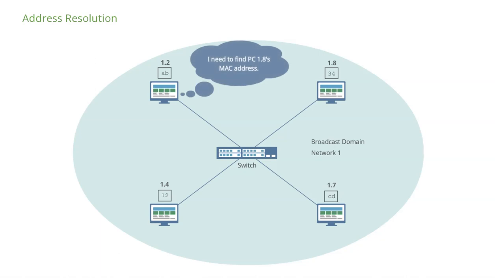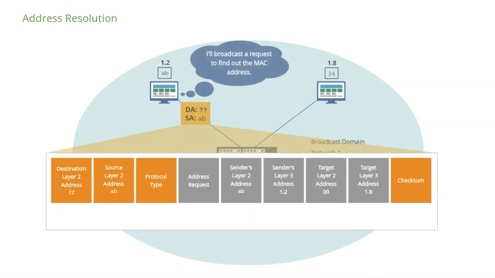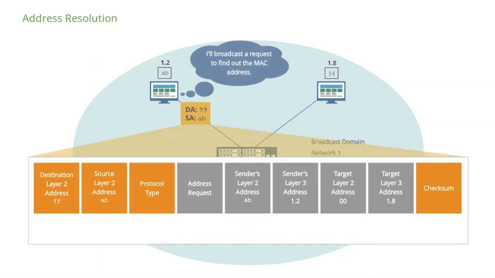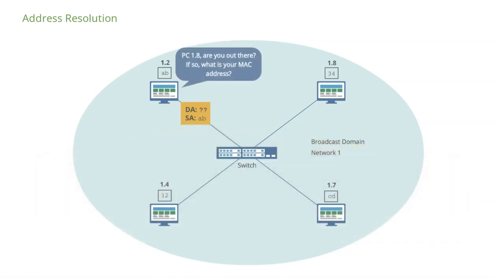Next, even though PC 1.2 already knows 1.8's Layer 3 address, it must determine 1.8's MAC or Layer 2 address. It does this by sending a Layer 2 broadcast frame to every device in the broadcast domain requesting 1.8's MAC address. This request has a special format which includes the sender's MAC address, the sender's Layer 3 address, the target Layer 3 address, and 00 for the target MAC address, indicating that the target MAC address is unknown. This broadcast is like yelling so that everyone can hear you. PC 1.8, are you out there? If so, what is your MAC address?